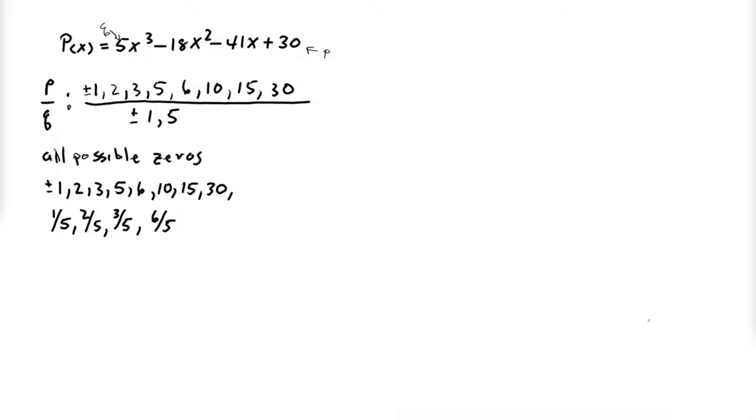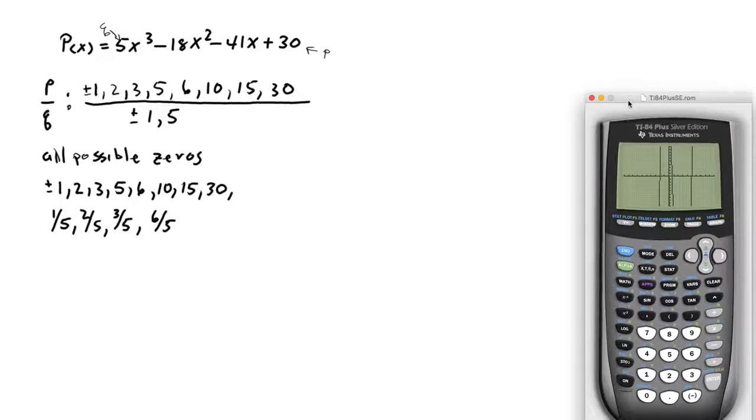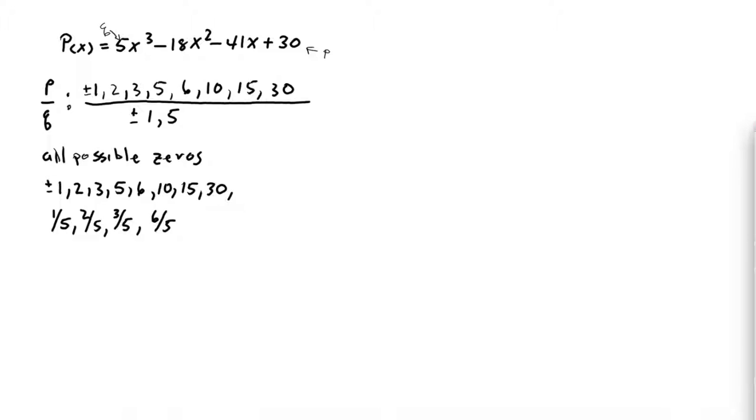Now, to determine which one to start with, you're going to go to your calculator. I'm just going to pull my calculator into frame here. I've already graphed this. Trust me, I already graphed this, and it looks like the graph is crossing at -2. That's an easy one to spot. So I'm going to start with -2 as my first rational zero. We're going to say that x equals -2 is my first rational zero.